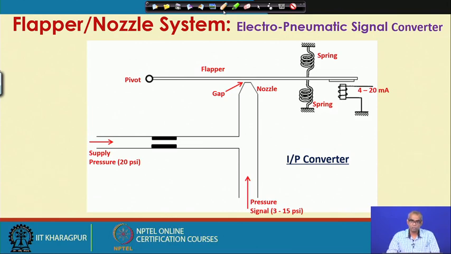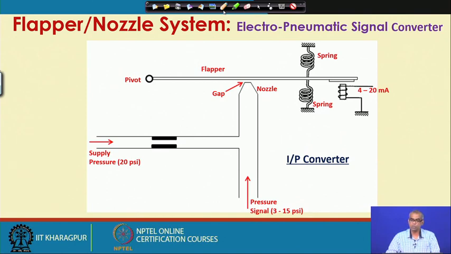This is how you can use a flapper nozzle system to convert an electrical signal to a pressure signal. We know the flapper nozzle system receives displacement as input and it gives us pressure as output. How do I use a flapper nozzle system as an electro-pneumatic signal converter?